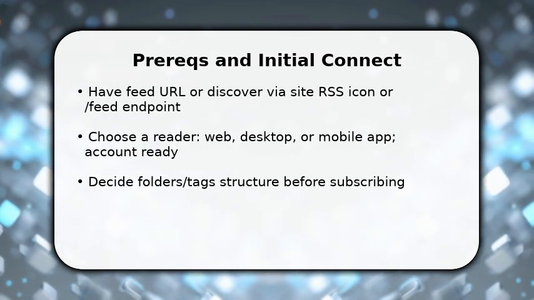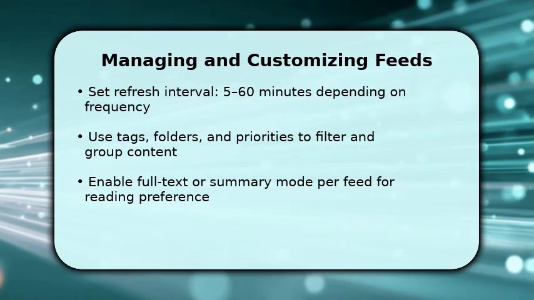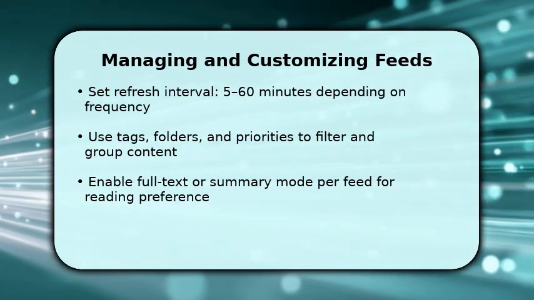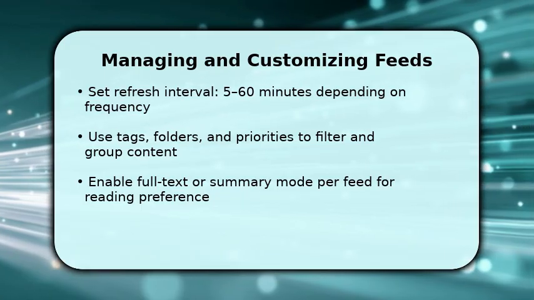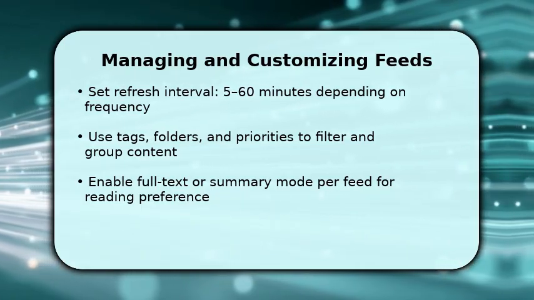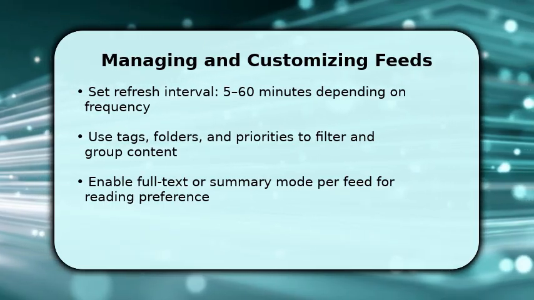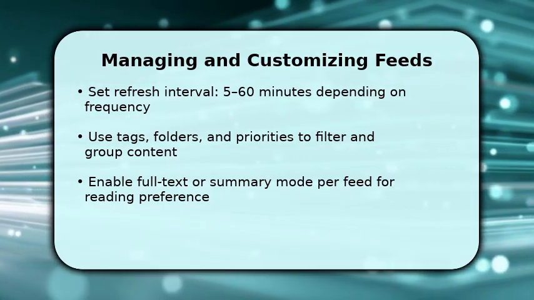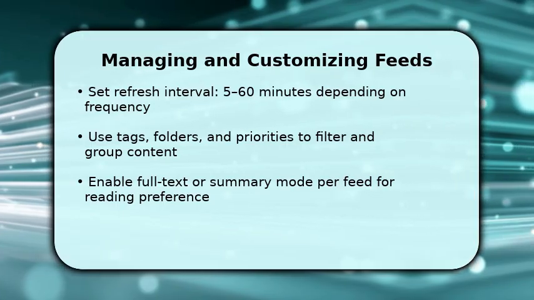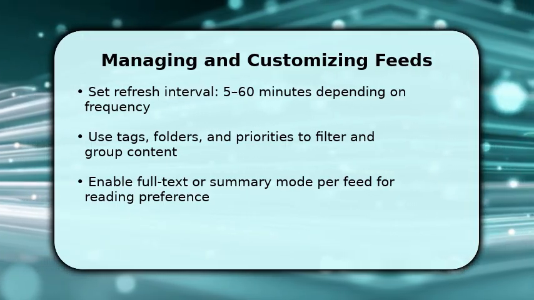Now refine how you receive items. Adjust refresh intervals in the reader, shorter for news, longer for infrequent blogs. Use tags and folders to group similar feeds and mark high-priority sources to surface first. Configure view options, full text if you want to read inside the reader, or headlines only to click through selectively.